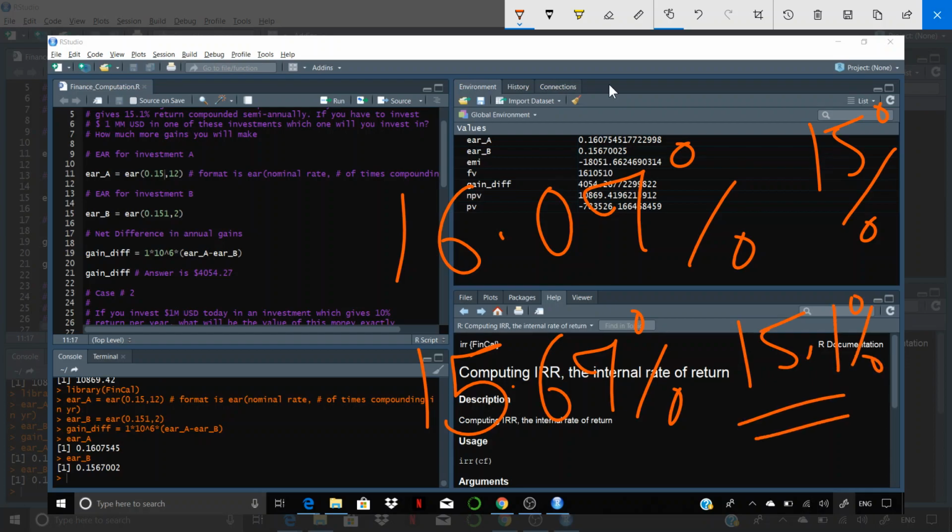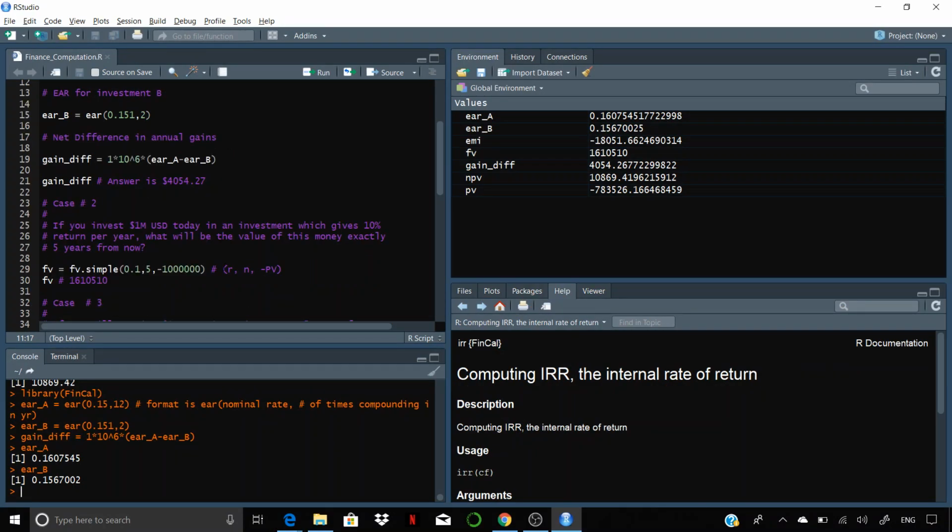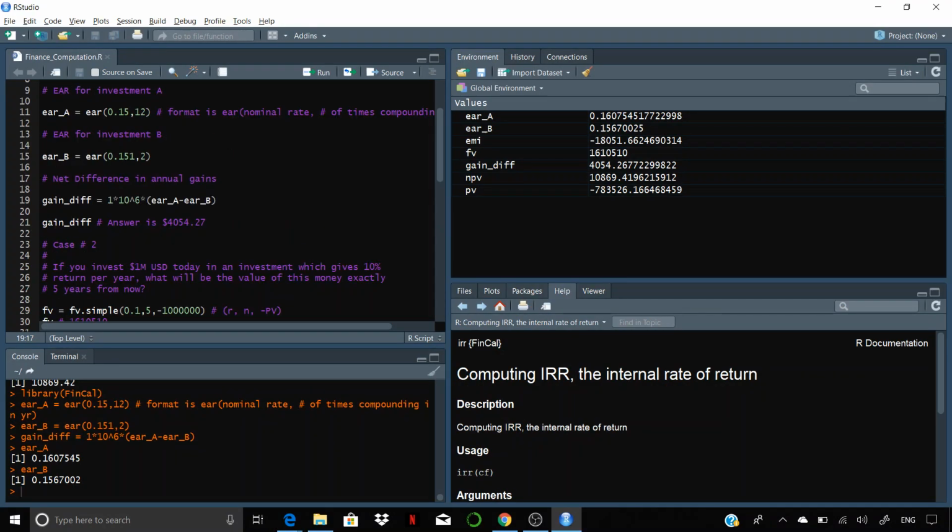So which investment option is better in your opinion, A or B? Clearly the answer is A, because the effective interest rate, or EAR, or effective annual rate on investment A is significantly better than investment B, right? Now the question was how much better it is, right? So I can simply do the math over here. If you remember, we had $1 million to invest, and what I'm going to do is take a difference between the rate of A and the rate of B, which is nothing but the difference between 16.07 and 15.67, and that would be the difference.